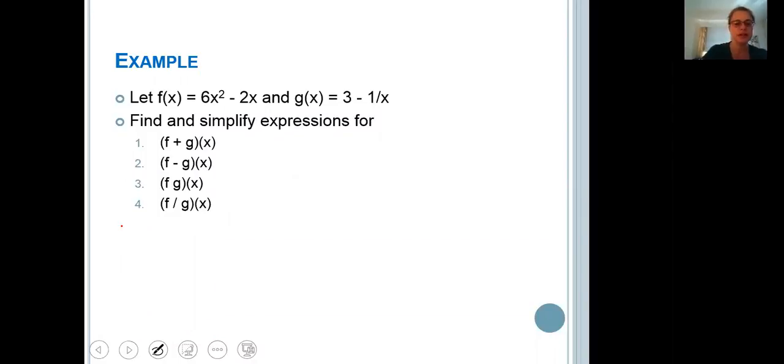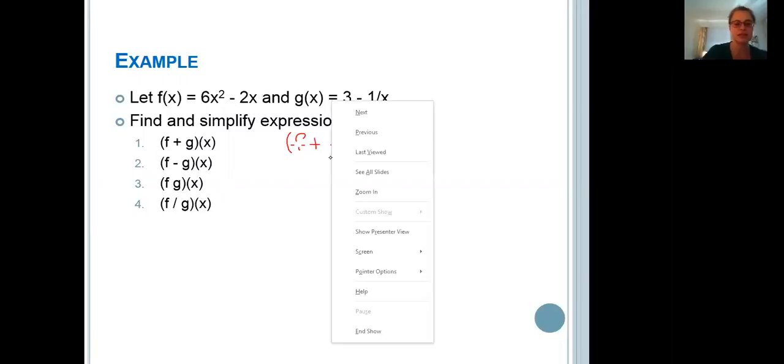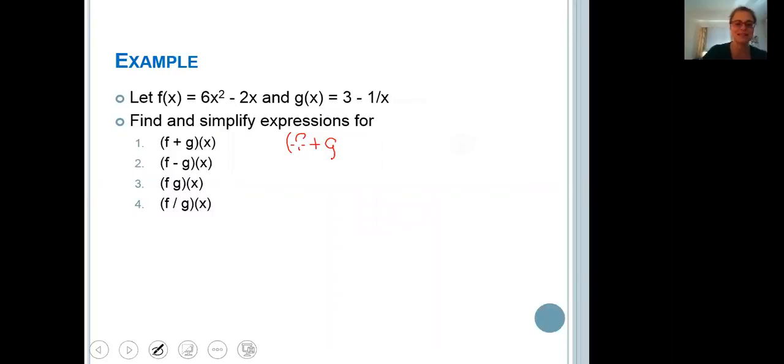So I told you a minute ago that f plus g of x is a shorthanded way of writing f of x plus g of x. All right, now f of x is 6x squared minus 2x, because that's what my definition tells me, plus g of x, which is 3 minus 1 over x.